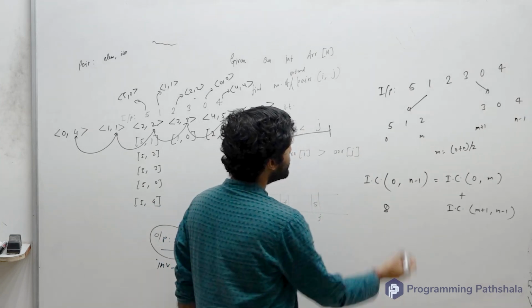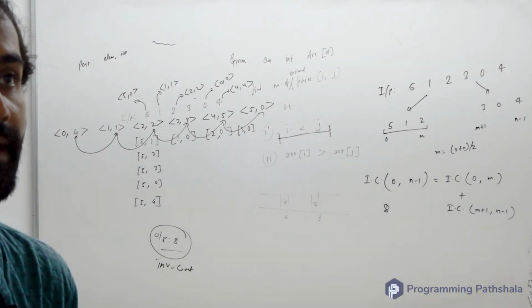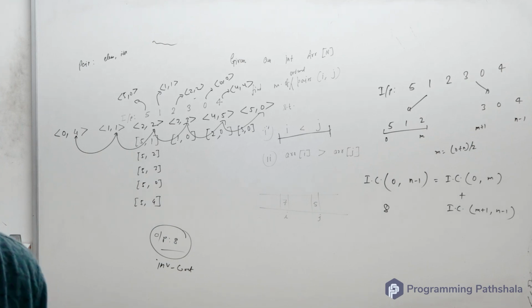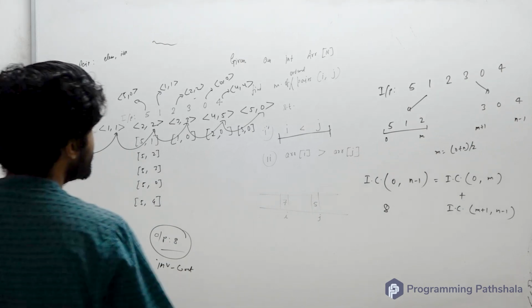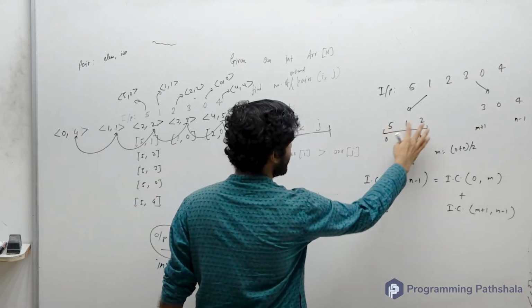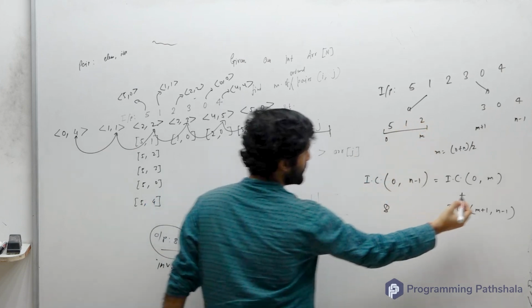And what is the inversion count for this? 2, right? And what are those? Which pairs are leading to the inversion count? 5 1 and 5 2. 1 2 is not leading to that. So it is 3 over here.